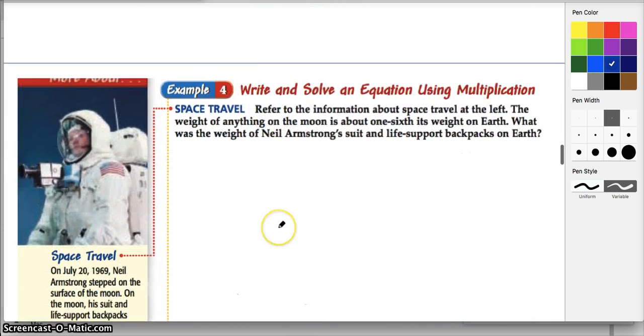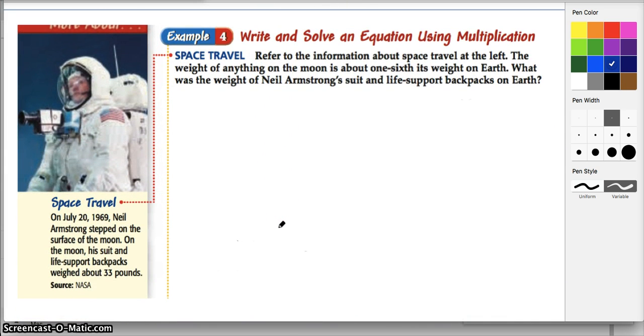Let's go. So we've got to write and solve an equation using multiplication. So refer to the information about space travel to the left. The weight of anything on the moon is about 1/6 its weight on Earth. What was the weight of Neil Armstrong's suit and life support packs on Earth?